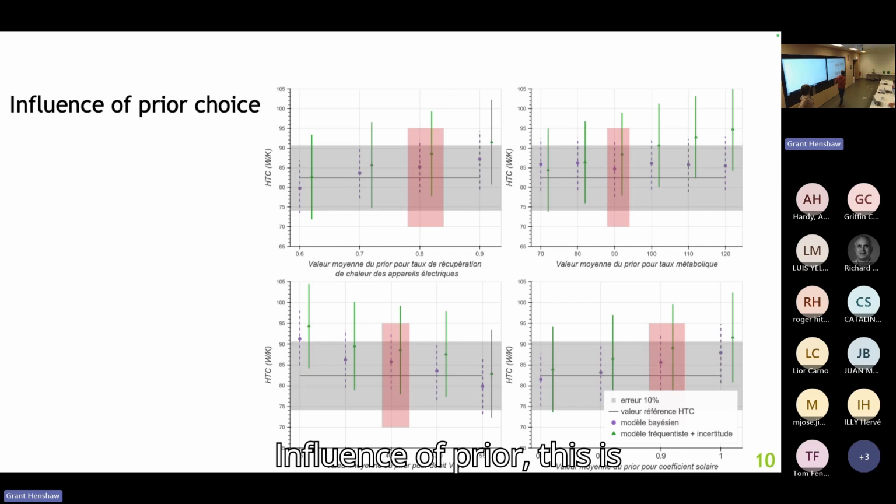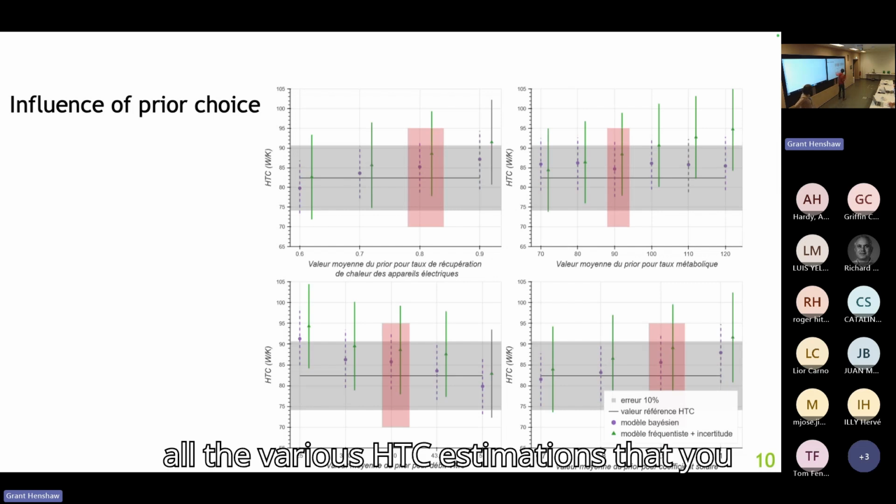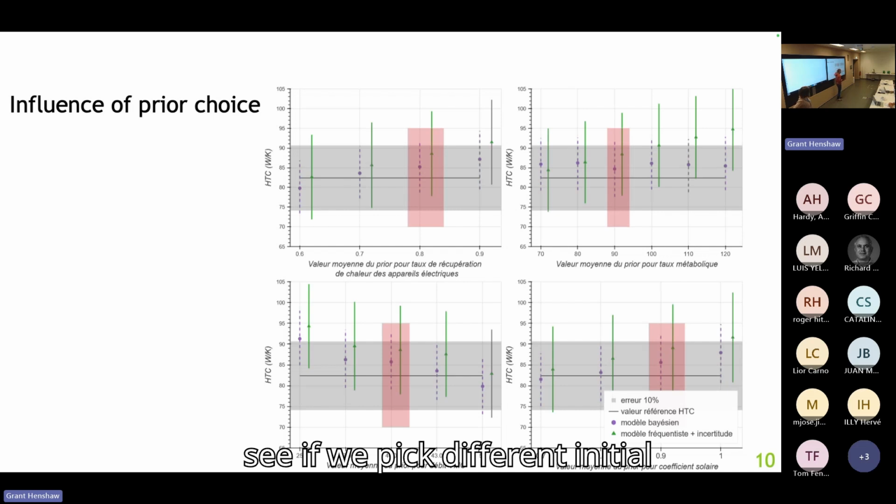Influence of prior, this is still in purple, the various HTC estimations that you see if we pick different initial values of the ventilation flow rate here. So you see that it is quite variable, which highlights the importance of not just guessing the ventilation flow rates, but having an actual measurement of it or a good guess. Same thing for the other priors.